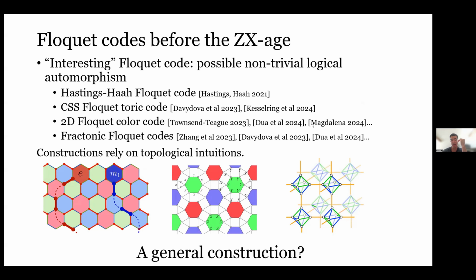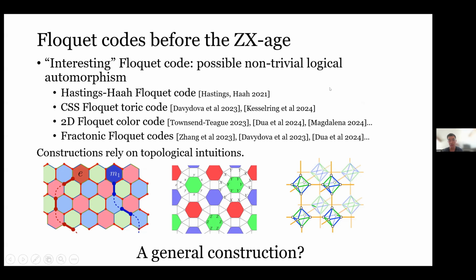What they did is they have a strong physical intuition of how, for example, anyons are condensed in topological codes, and through these intuitions, they're able to construct codes. These dynamical Floquet codes can actually perform something that previous works failed to achieve, which is that they can realize possible non-trivial logical automorphisms, and these logical automorphisms are also basically from the anyonic intuitions.